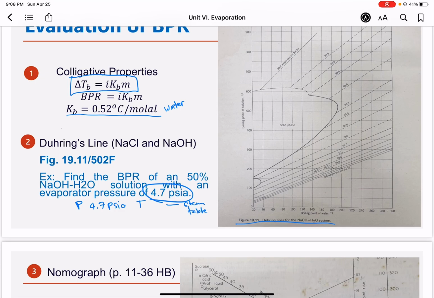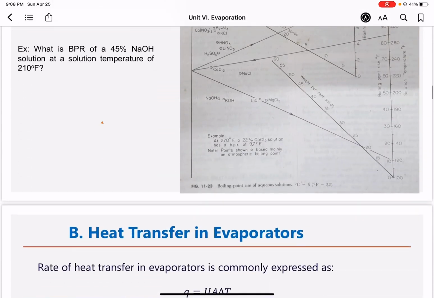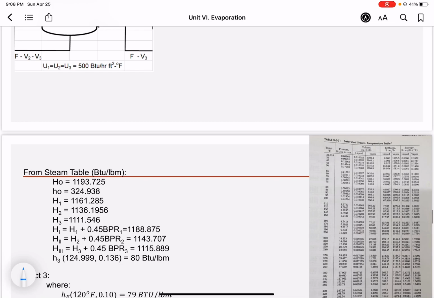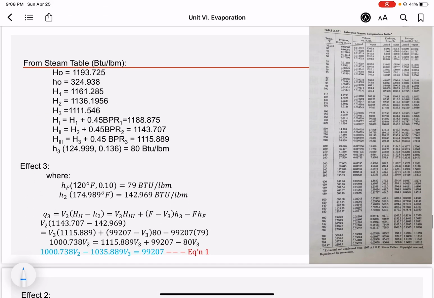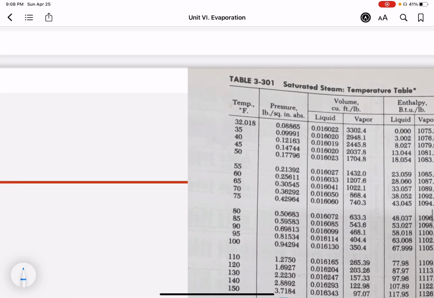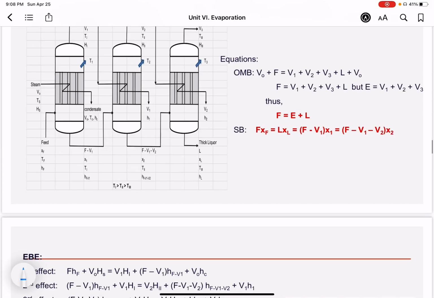And by that, that is roughly around, I don't know if I have a picture of the steam table here. There you go. Let's check for a while. So a vapor pressure of 4.7 corresponds to 160 degrees Fahrenheit. Okay, let's go back to that.